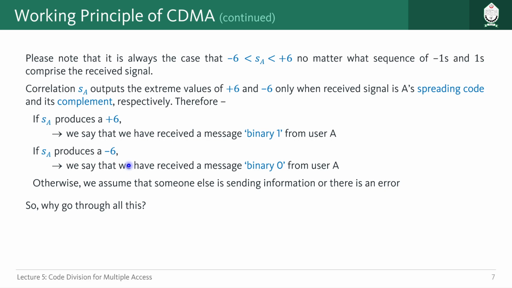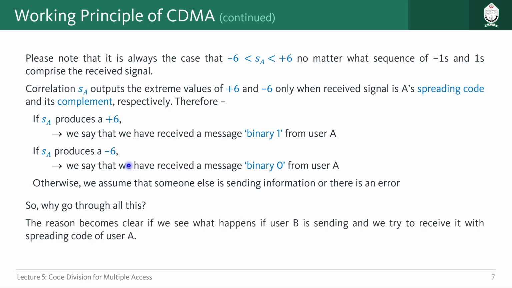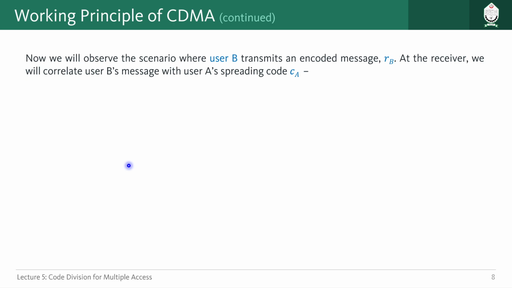Now, why should we go through all this complicated process? The reason becomes clear if we see what happens whenever user B is sending some kind of information and we try to receive that using the spreading code of user A. Okay, so how that happens, let us see. Here we are observing a different scenario where user B is transmitting some signal R of B, and to decode that at the receiver, we are using user A's spreading code, which is C of A. So can we actually retrieve that signal? Let us try to understand that.